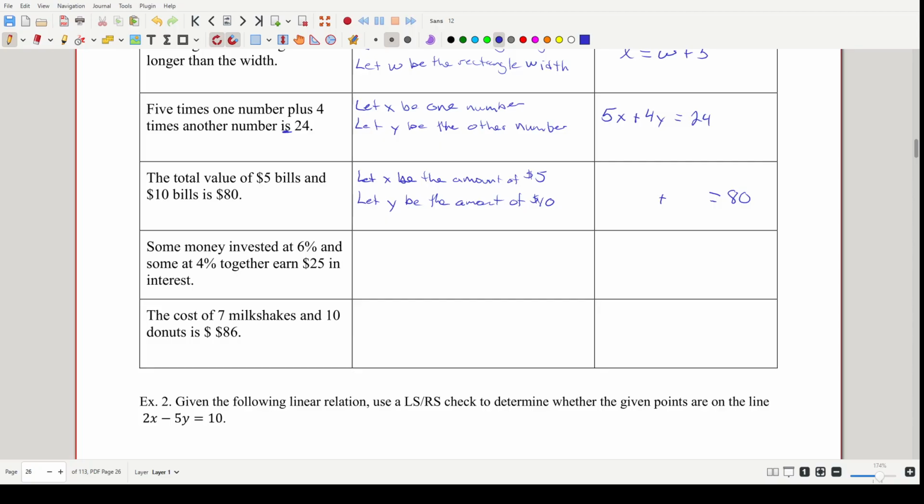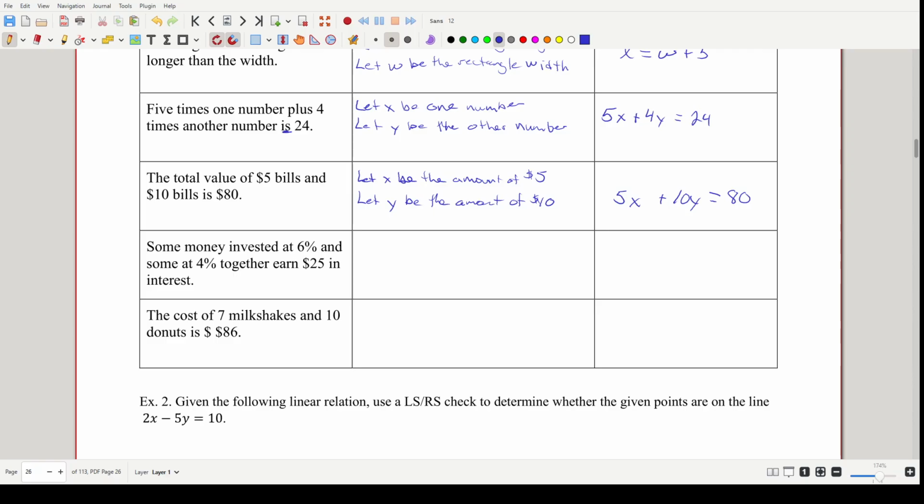In this case, x and y represent the quantity. So we have something x and something y. Well, we're talking about the total amount of money, so I need the value of money for each one of those. So $5 times x $5 bills, plus $10 times y. So 5x plus 10y. I have x $5 bills plus y $10 bills, and my total is going to be $80. Okay. Let's go to the next one.